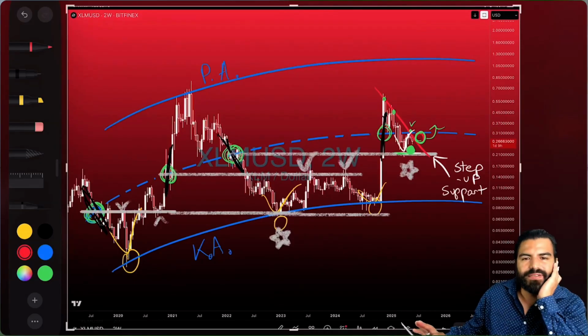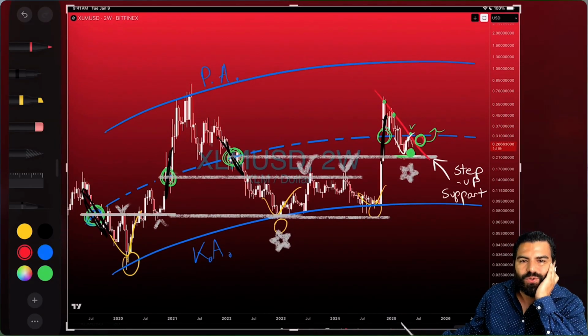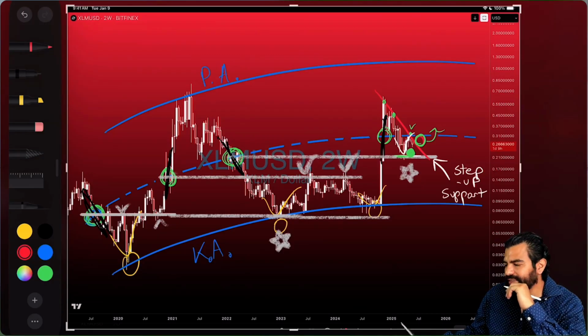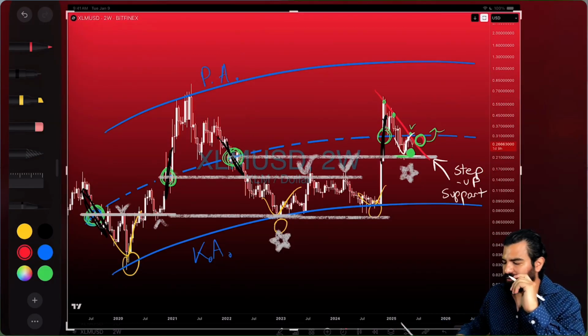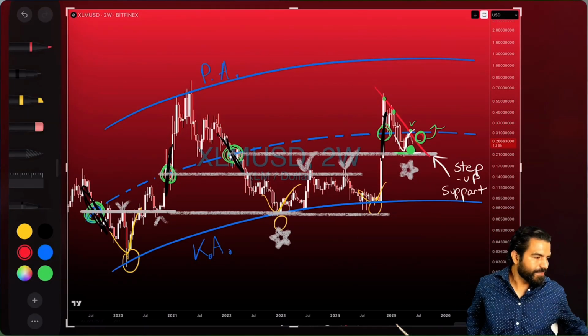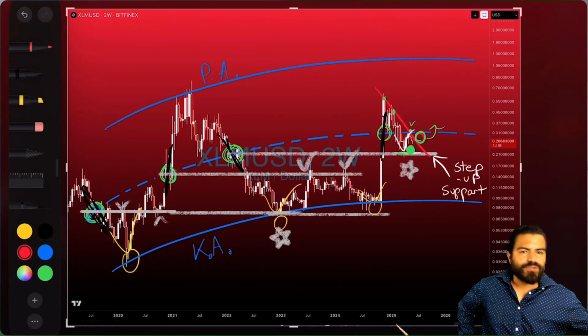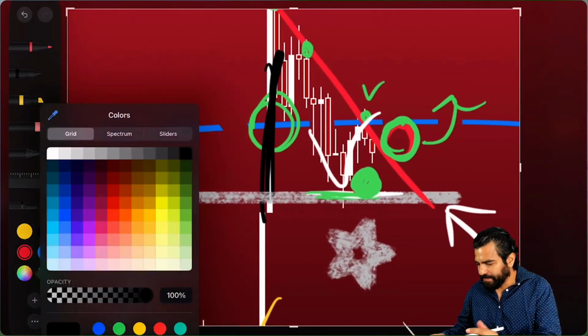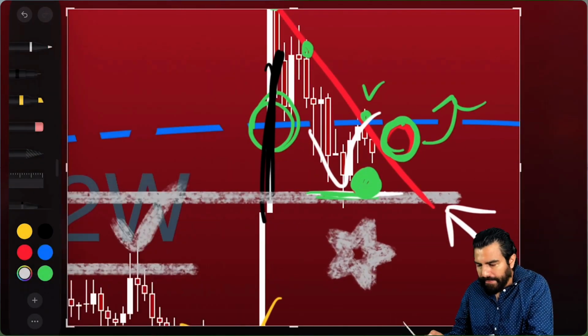Did everybody get that? Understand that? What's the thing I missed on this chart? I got my 3 step-ups. Did I miss anything? Yes or no? Come on, guys. You can do it. What did I miss? That's right. I missed that last one. Where is it at? Here.